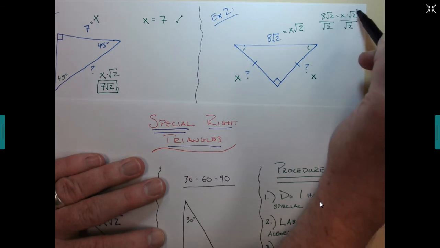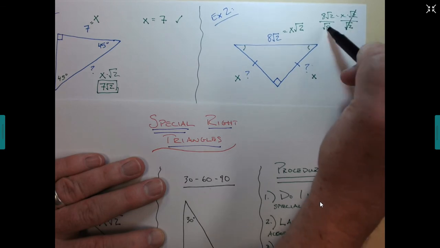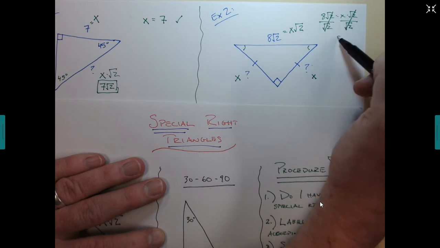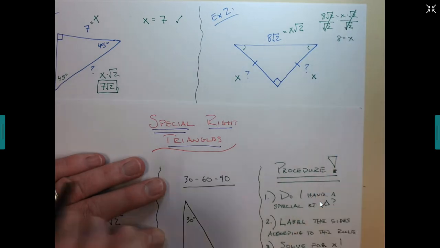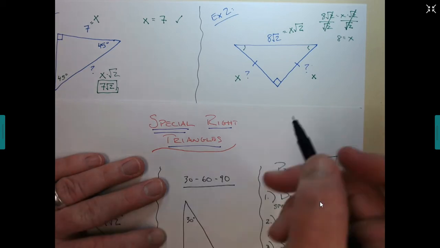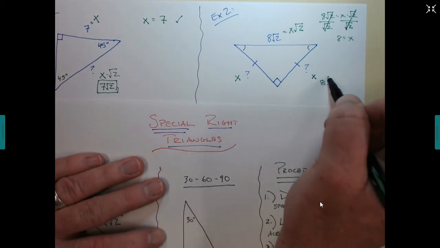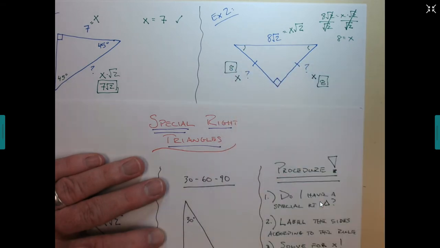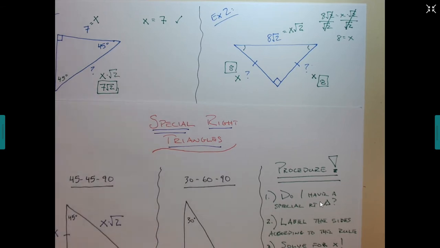Now, the square root of 2 is canceled out over here, and that's the same thing that's going to happen here. That means x has got to be 8. Once I know what x is, I go plug it in. This side, 8. This side, 8. The procedure will work every time.